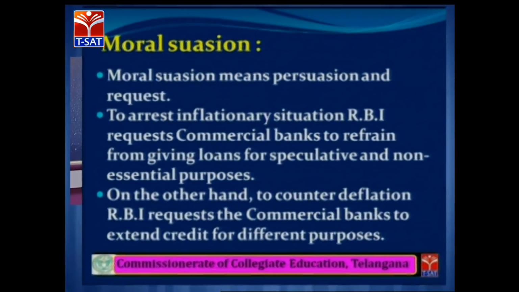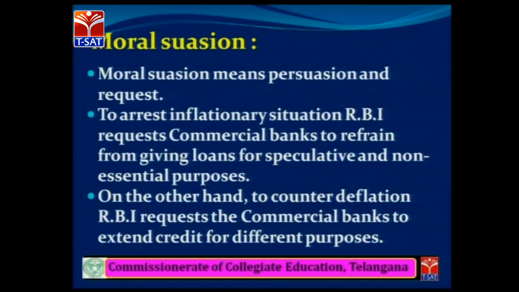Moral suasion. Moral suasion means persuasion and request. To arrest an inflationary situation, RBI requests commercial banks to refrain from giving loans for speculative and non-essential purposes. During inflation, RBI requests all the banks to decrease the amount given in loans to the members of a country. It is more or less like requesting or pleading. RBI pleads with all the commercial banks to not give extra loans for non-essential purposes.